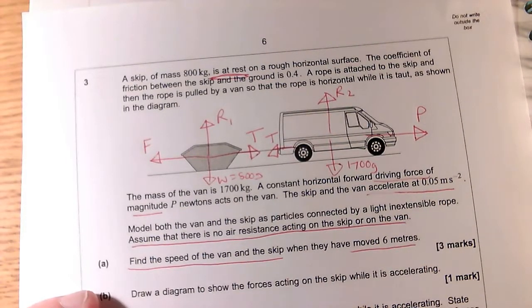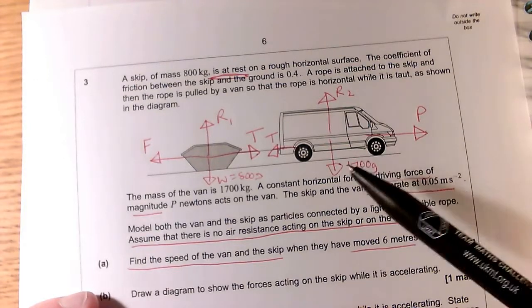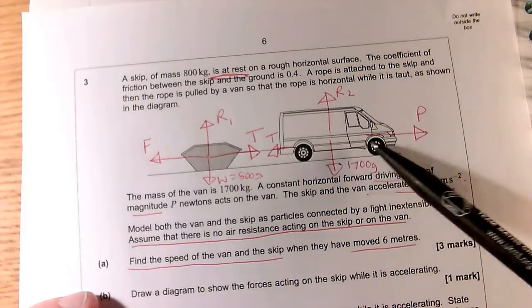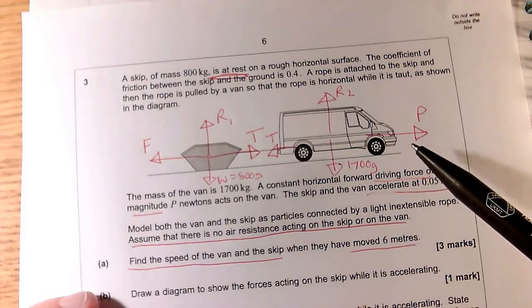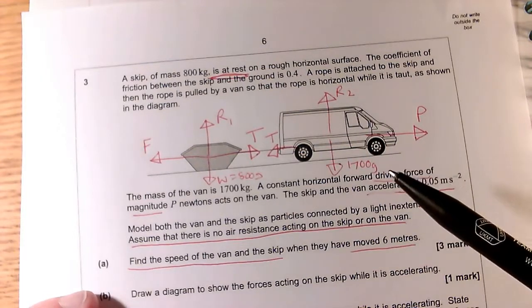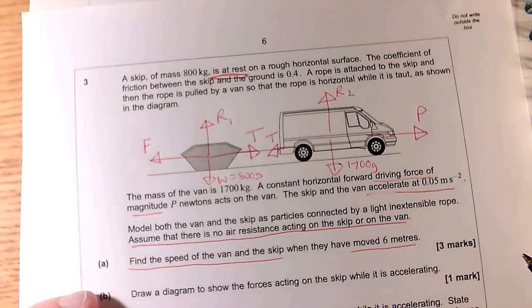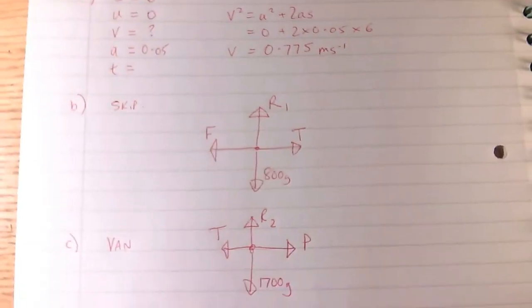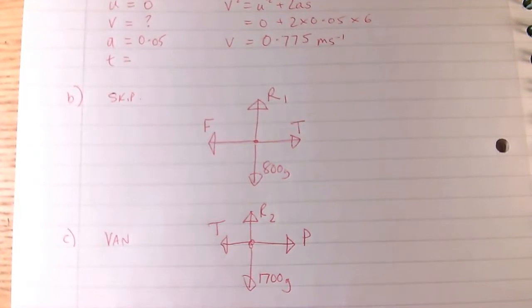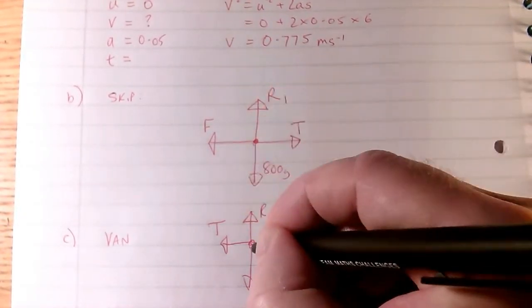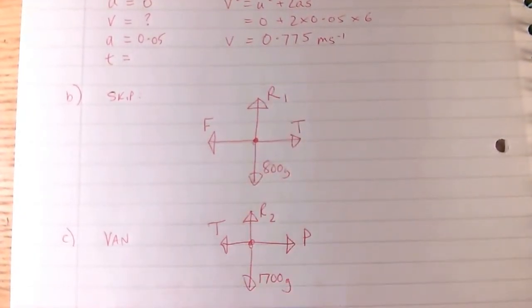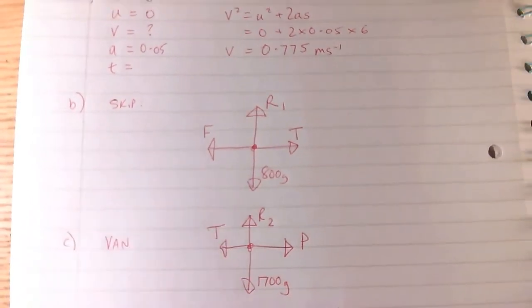Okay, and in both cases we were told to ignore any resistances acting on the skip or on the van. Okay. If you're wondering about friction for the van, actually it's friction that's being used to create this driving force, okay? Distinguish between friction and resistance. We're told there's no resistance on the van, so we've got all the forces we need. Okay, so here are the diagrams that I present in my solutions, and notice I've modelled the two things as particles. And we were asked why there's an advantage to doing that for the van.